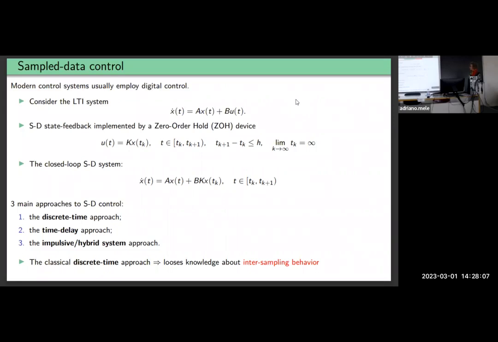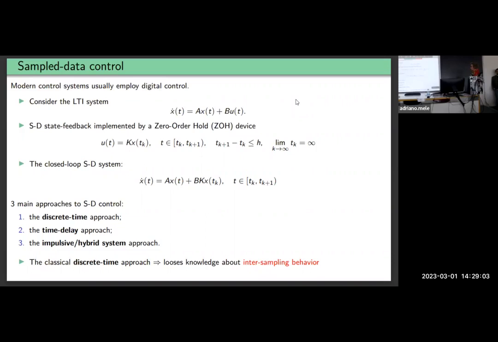So if we substitute this back to the system, we finish up with such a system. And here we have both continuous time and discrete time. So how to study the stability of such a system? There are three main approaches to sampled data control, and the oldest one was from before the 60s, and it uses the discrete time approach. What does that mean? We can integrate this system from t_k till t_{k+1}, finish up with a discrete time system and easily verify its stability, and it guarantees the stability of the original linear system, which is fine.